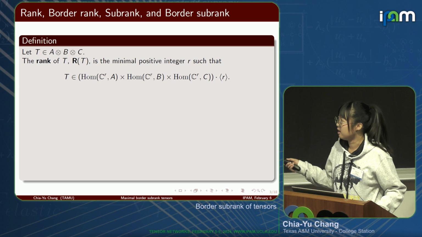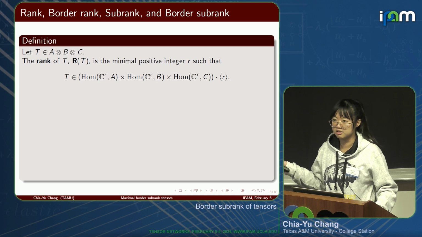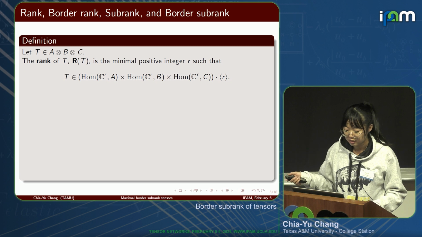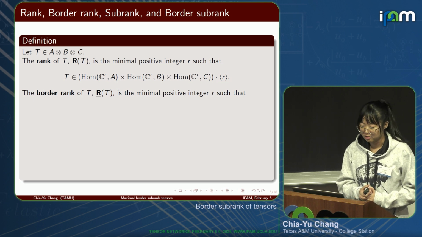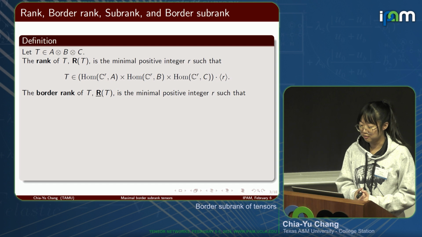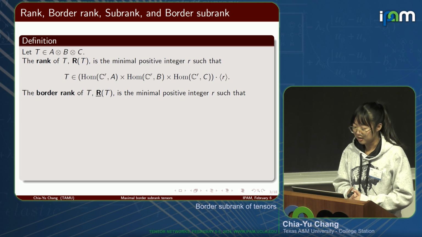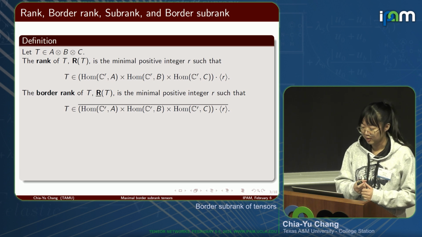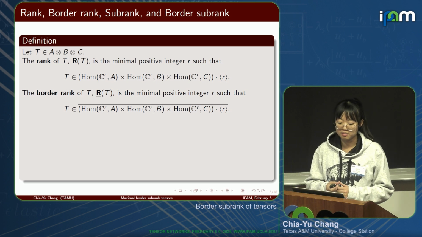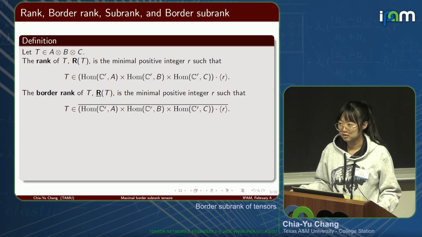Okay. So if R is 1, then that means T can be written as a tensor b tensor c, a single simple tensor. And for the border rank of T, recall the definition is that it is the minimal positive integer R such that T is the limit of rank R tensors. So it is equivalent to say that T lies in the closure of the set of tensors that can be obtained by applying linear transformations on the unit tensor of size R. Okay, any question about the definition of rank?